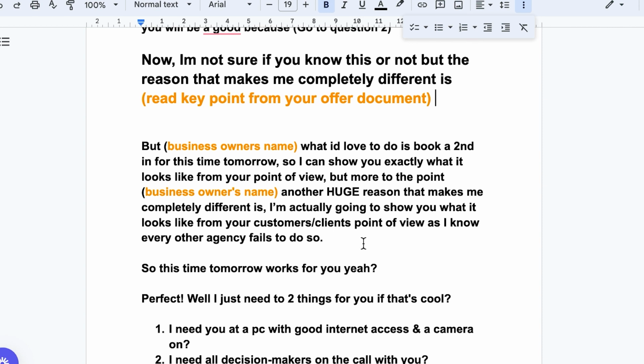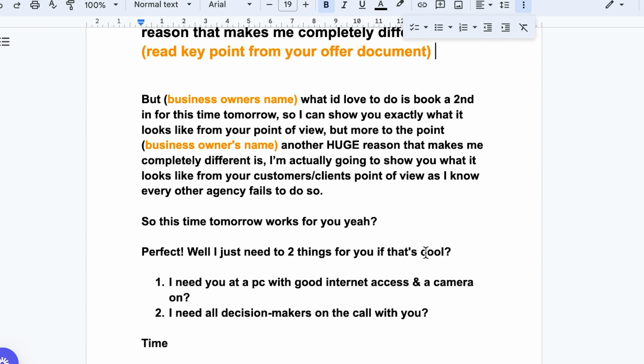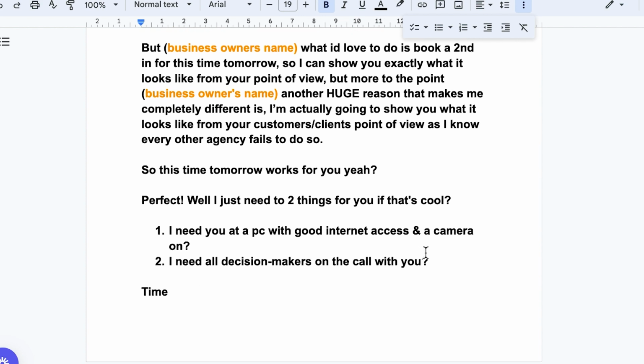And guys, feel free to steal this and run with it. And by the way, if you don't know what makes you completely different, this is not going to work. If you're brand new and you're going to say something like "as most other agencies fail to do so," make sure you know what you're saying, because if it gets into that sales call and you don't actually show them what it is, you're going to look like a complete liar. With me, I can back my talk, whereas if you're brand new, be careful what you say. That's the advice I'll give you guys.